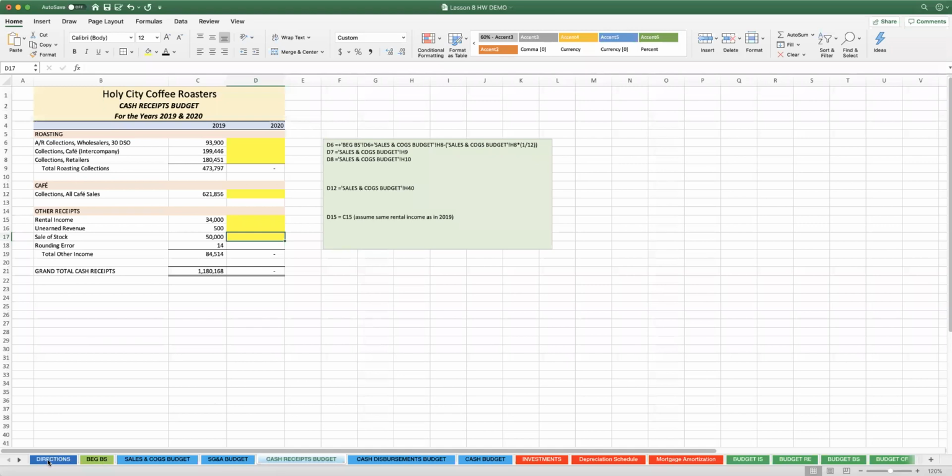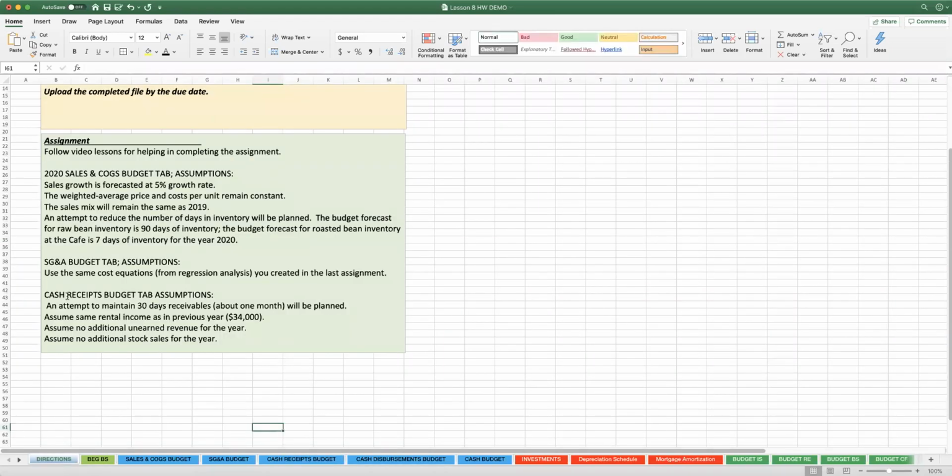So let's go back to directions. There's a few assumptions here. We're going to make an attempt to maintain 30 days of receivables, so about 1 month. Well, it's a little higher than that last year, but we'd like to set that as a goal for improvement.